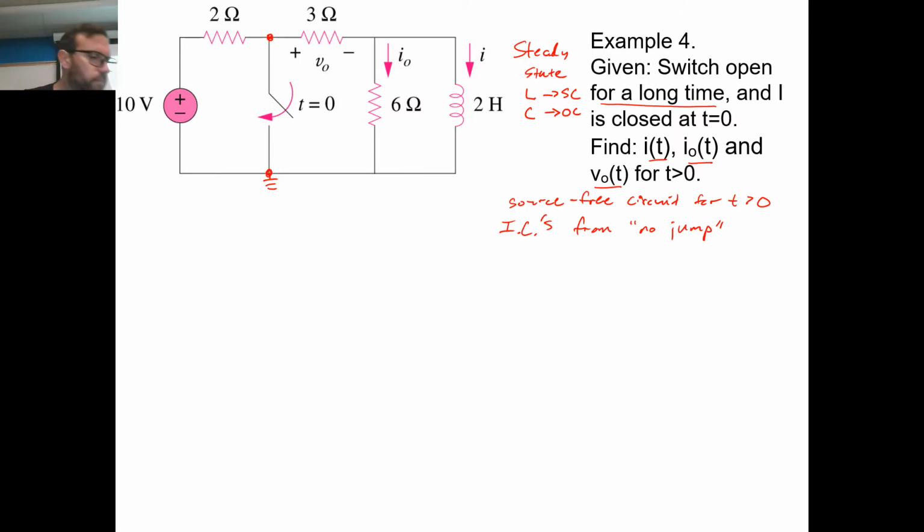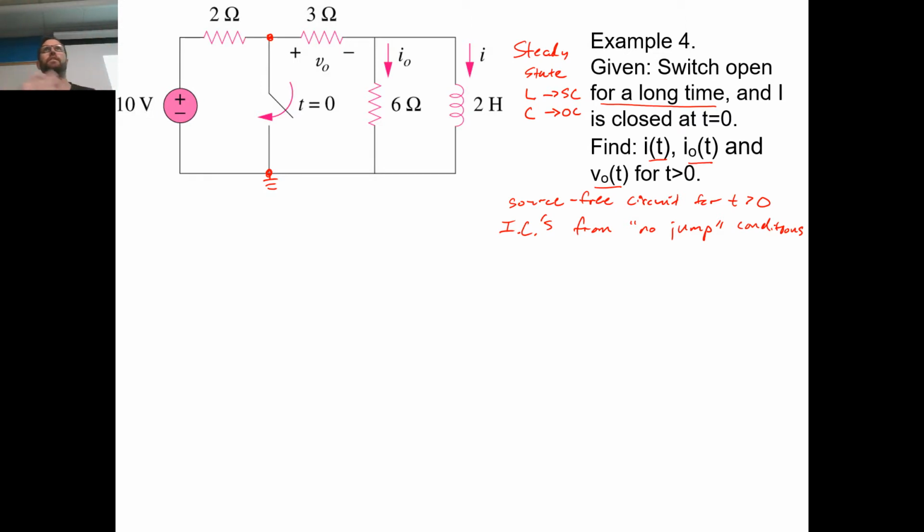And so the inductor, similarly, its current can't change quickly, because if it's magnetized, that magnetism is interacting with the current going through it.